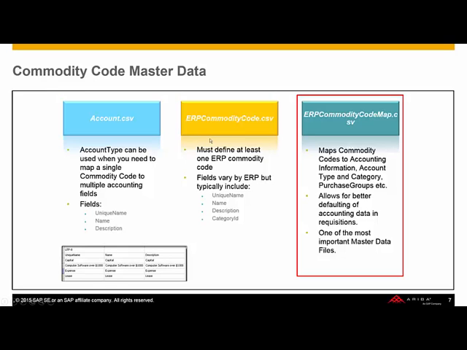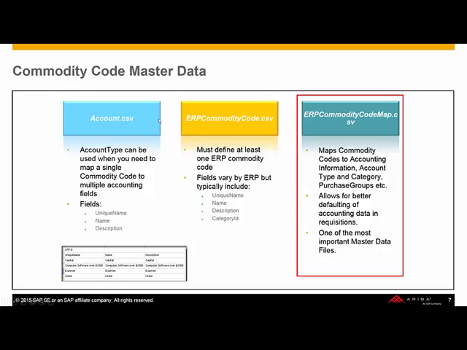Secondly, we have the ERP commodity code.csv. And this is if we have custom commodity codes in our ERP that we'd like to maintain in Ariba, we can define them here. Regardless of what your backend system is, whether it's SAP, Oracle, or PeopleSoft, or some other ERP, you'll generally see these 4 column headers in that file. You'll have a unique name for the commodity code to uniquely define it, a name, which is like a short name, a description, and a category ID.